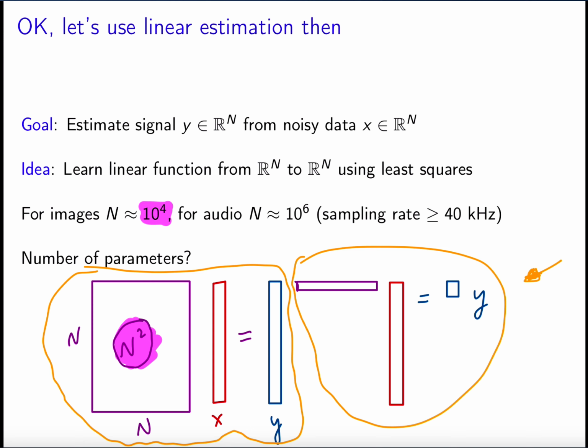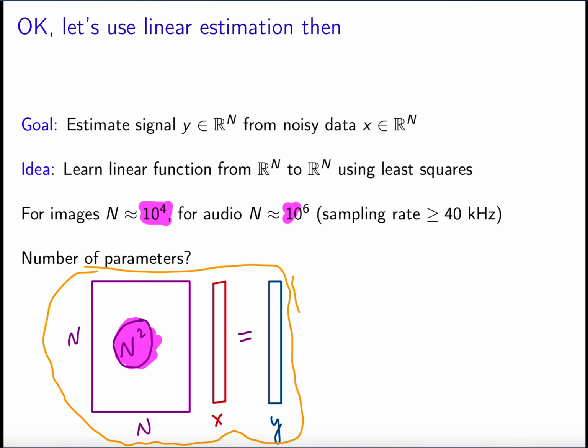For audio, you get to 1 million really quickly because, as we discussed when we were discussing the sampling rate and so on, you want to sample your audio at least at 40 kilohertz. So when you have a 3-minute song, it's already going to be like 1 million samples. Okay, so n is really, really large. That means that we have made our point, I believe, with this univariate regression thing.